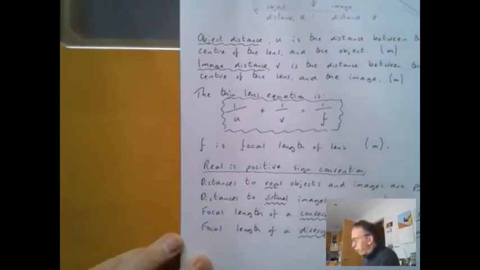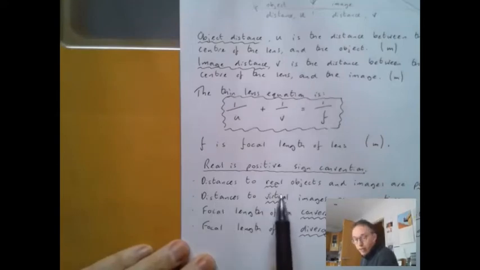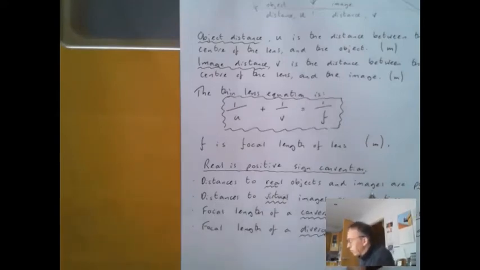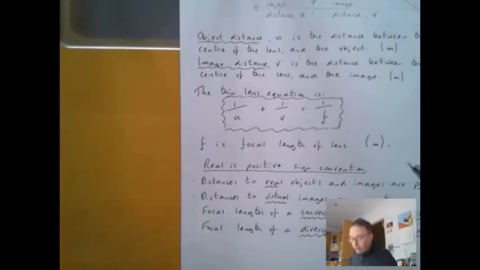Okay, so there are four points to the real is positive sign convention. We say that distances to real objects and images as well, real images, are positive. Distances to virtual images are negative. The focal length of a converging lens is considered positive, and the focal length of a diverging lens is negative. Now, you might say that that's just common sense, that if we're going to measure distances, they're going to be positive. And it pretty much is. We'll see how this works out as we go along.